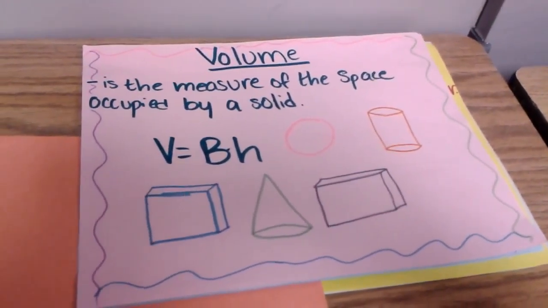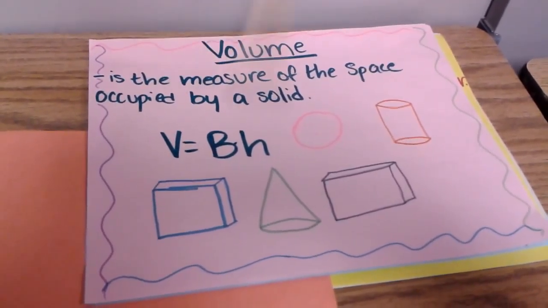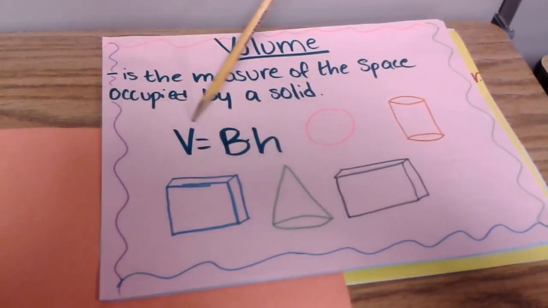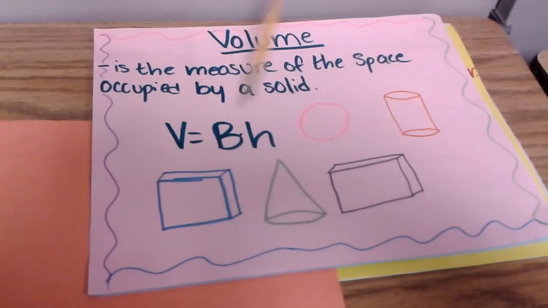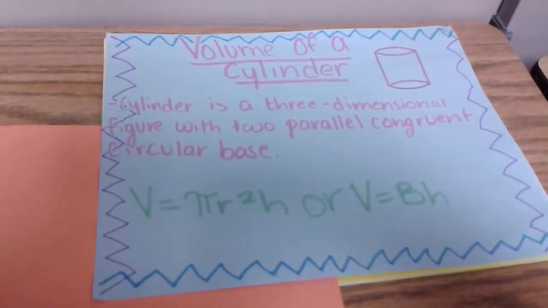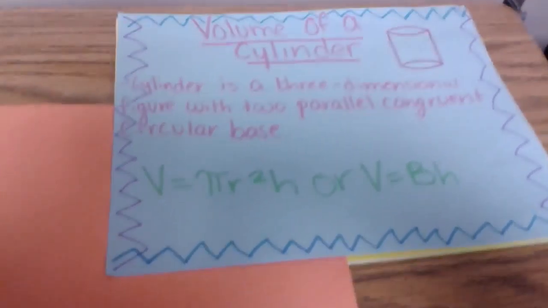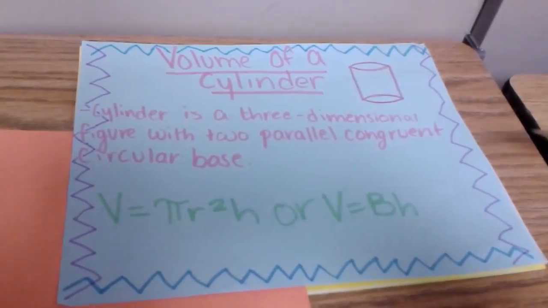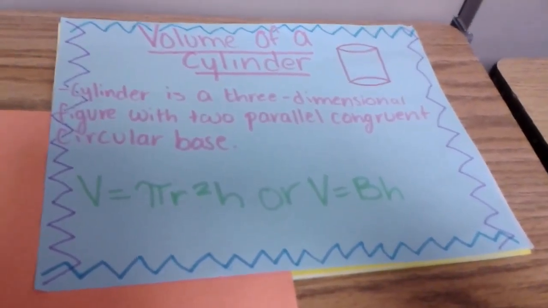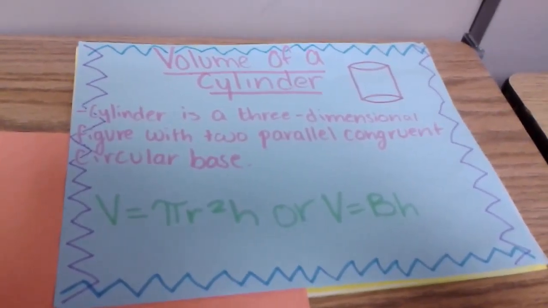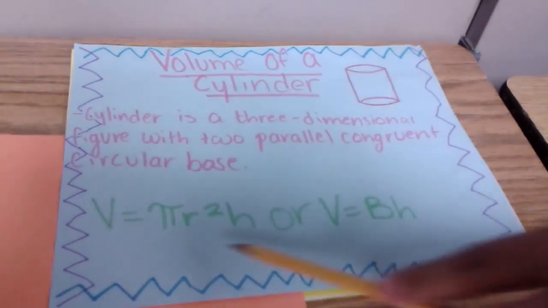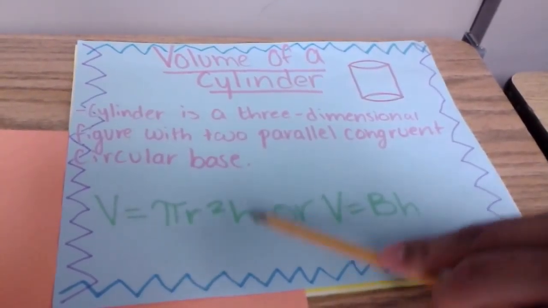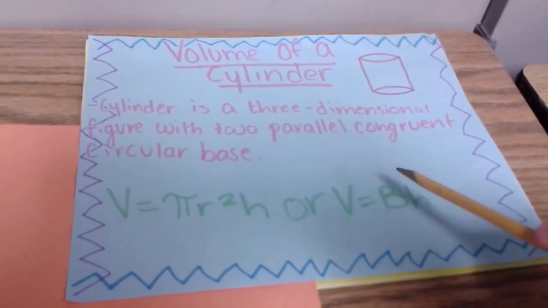Now, volume is the measure of the space occupied by a solid, and the formula is V equals base times height. Now, a cylinder is a 3D figure with two parallel congruent circular bases, like these two. The formula is V equals pi r squared times height, or V equals base times height.